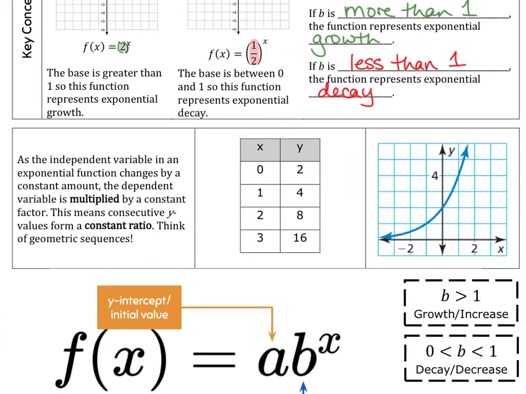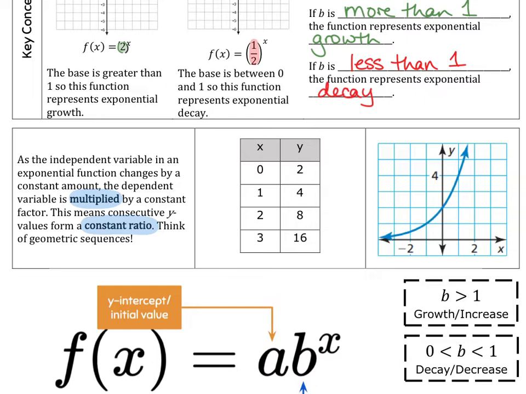So let's look a little bit more detailed at that rate of growth, the b value. As an independent variable in an exponential function changes by a constant amount, so as x goes up by 1, like in this table, the dependent variable is being multiplied by a constant factor, which means it's a constant ratio. When else did we talk about the phrase constant ratio? Do y'all remember? How about common ratio?